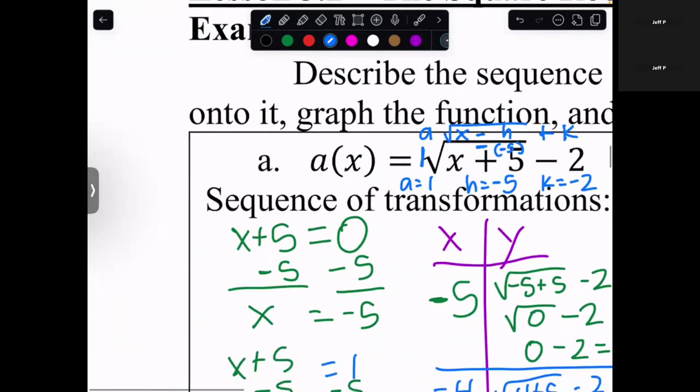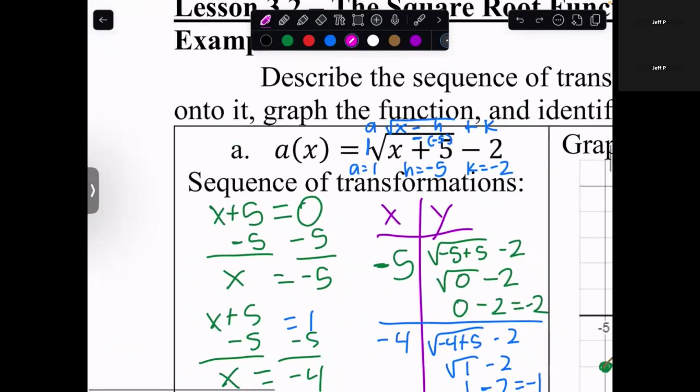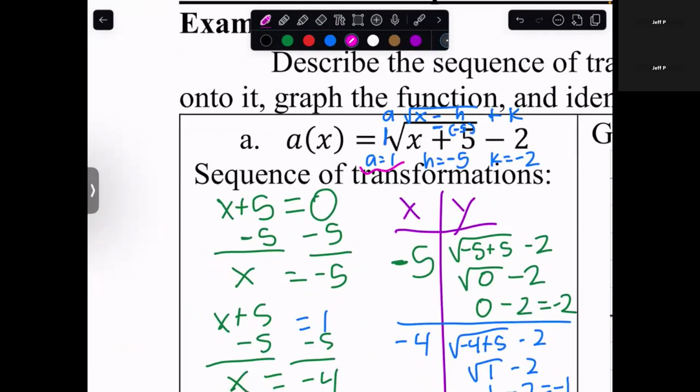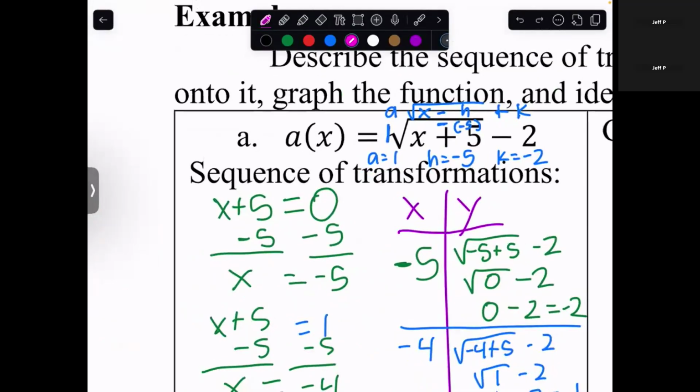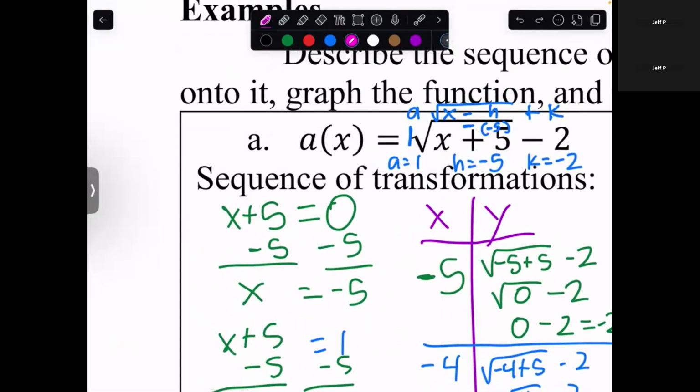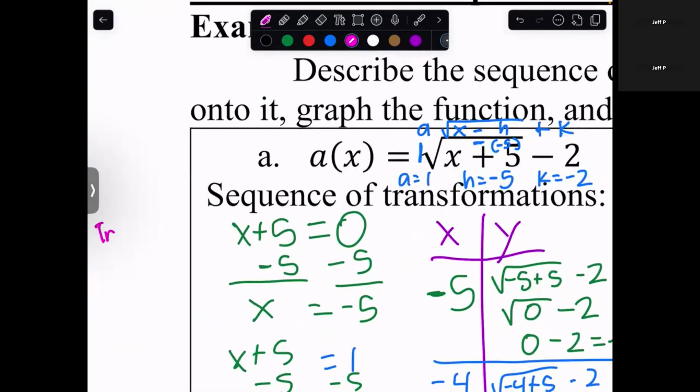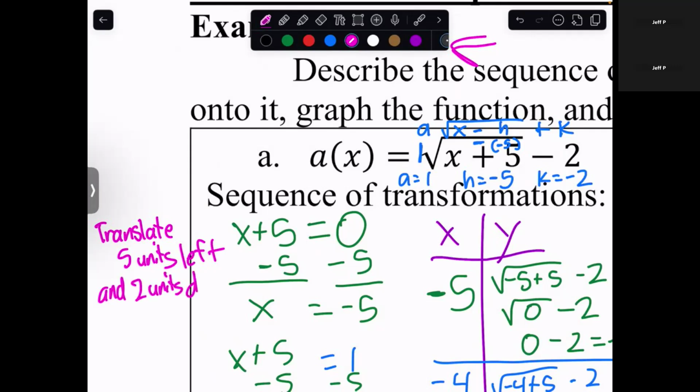Okay, so again, based on A, H, and K, we have our transformations. There was no vertical stretch or compression. There was no reflection. But because H was -5, that means that we translated 5 units left. Negative H values are to the left. And then the K value means that we also translated 2 units down.